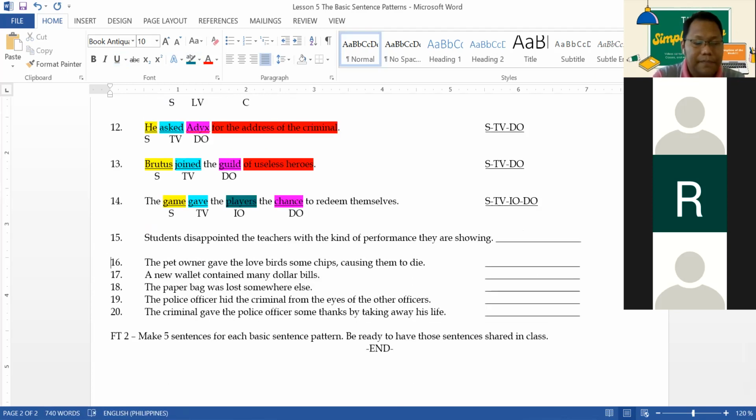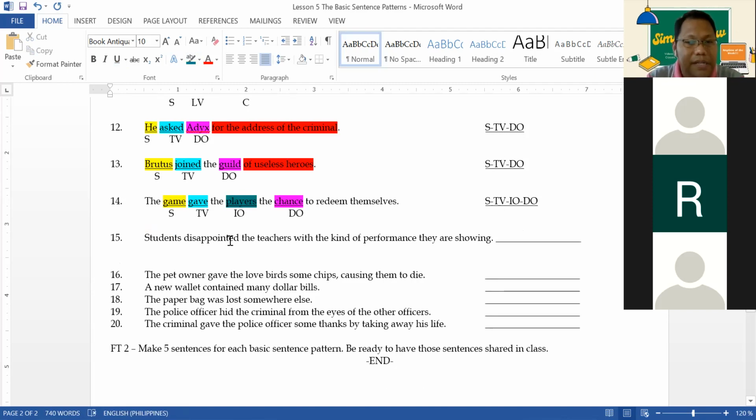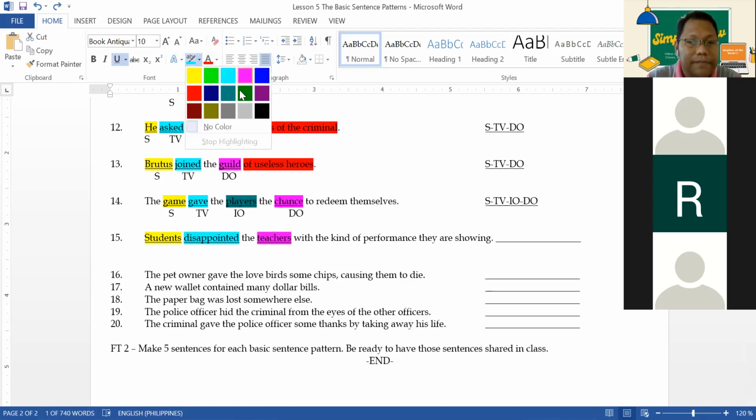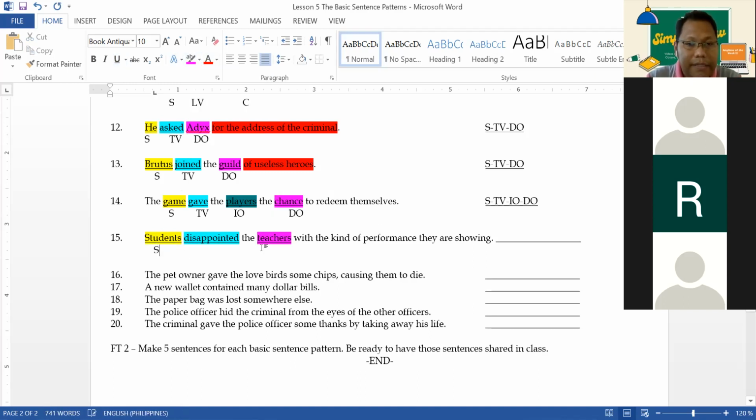Number 15. Students disappointed the teachers with the kind of performance they are showing. Subject is students. Disappointed is verb. Disappointed whom? The teachers. So we color this with yellow. This one is light blue because we have a direct object, DO. And if you have a DO, that means that your verb is a transitive verb. Sentence pattern, STVDO.